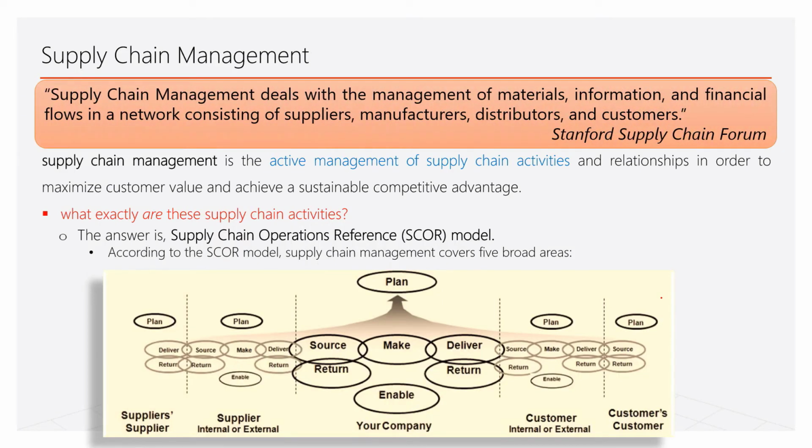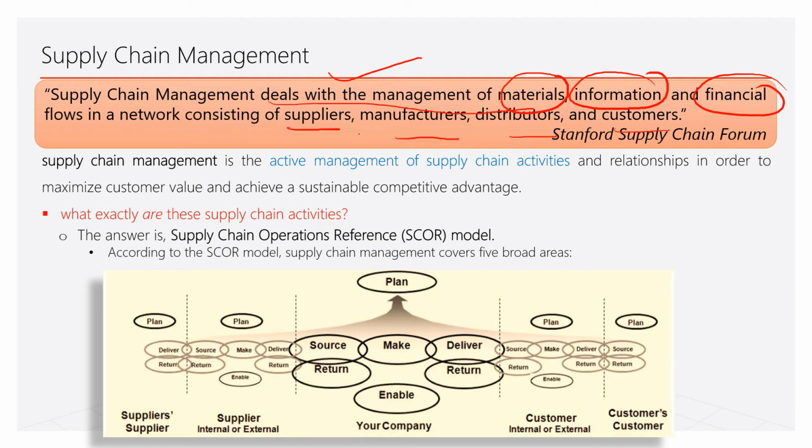Okay, so we know what the supply chain is and what the structure of the supply chain is. Now we can define supply chain management. Supply chain management deals with the management of material, which is the physical flow, information flow, and financial flow in a network consisting of supplier, manufacturer, distributor, and customer. This is how the Stanford Supply Chain Forum defines it.